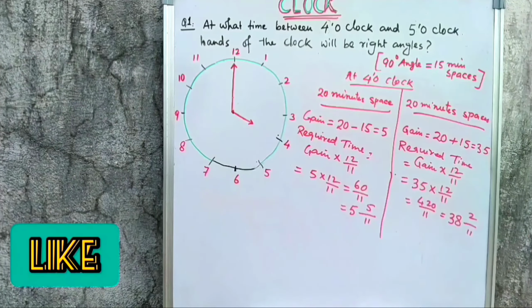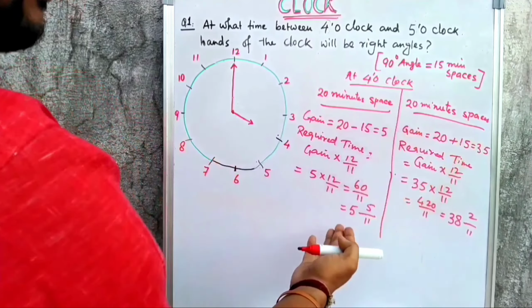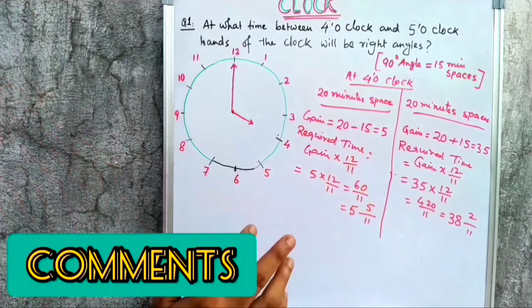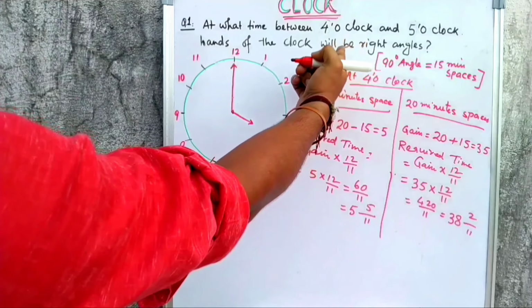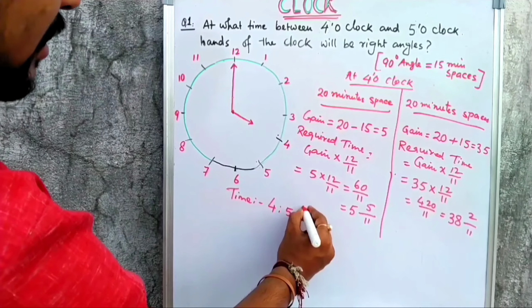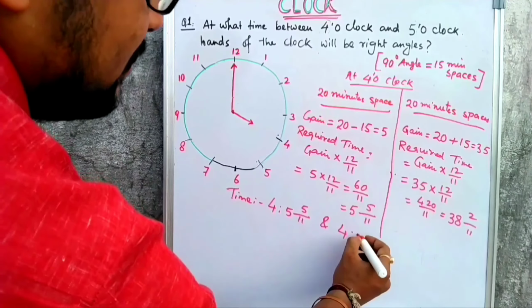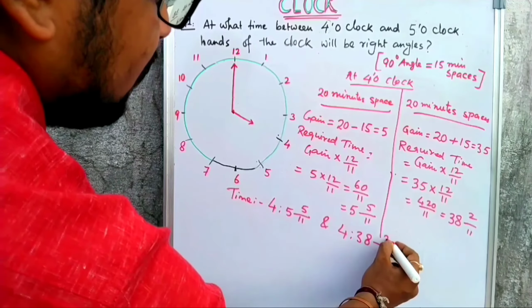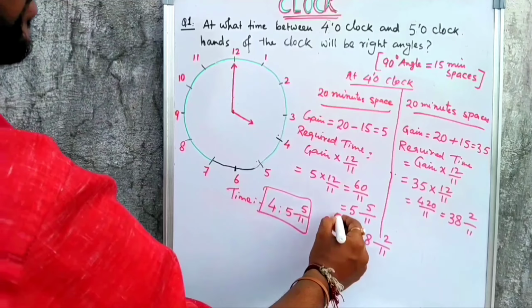Now I have got two timings, from the 20-minute space, two required times. The timing: it was already 4 o'clock, so one will be at 4:5 minutes approximately, and another timing will be at 4:38, that is 38 and 2/11 minutes. So there are two timings where we can get right angles.